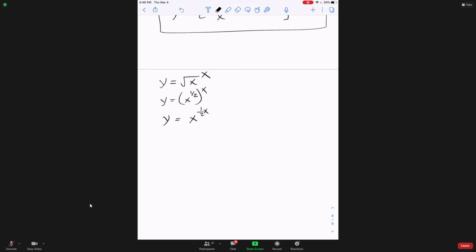Use logarithmic differentiation to find y prime. All right, go ahead.